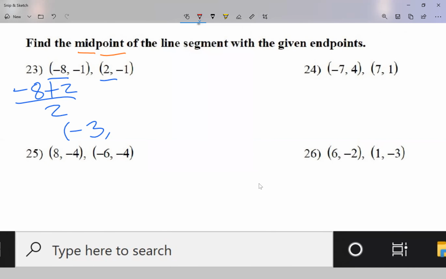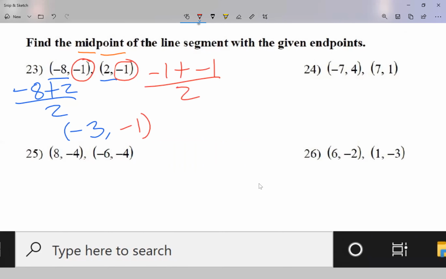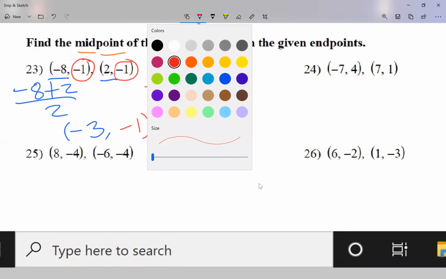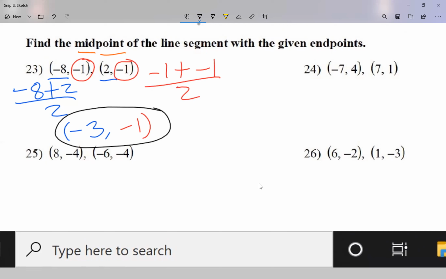All right, now let's talk about the y value. I'm going to do the same trick I just did a few seconds ago. But in this case, I'm focused only on the y values, -1 and -1. It's the same number, so it doesn't change. The number that is right in between -1 and -1 is still -1. My y value did not change. But if you guys don't believe me, we can do what we just did with x. Let me add my y values and divide by 2. -1 plus a -1 is a -2. -2 divided by 2 is -1. So my answer in this case is just (-3, -1).